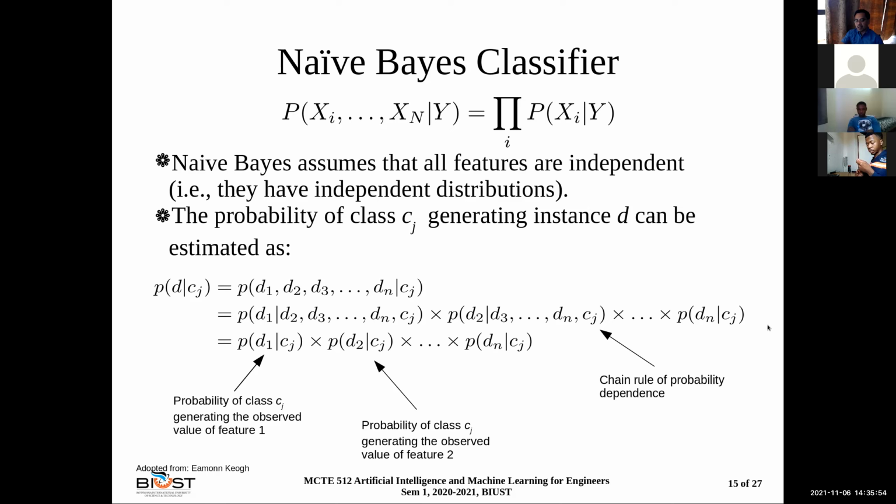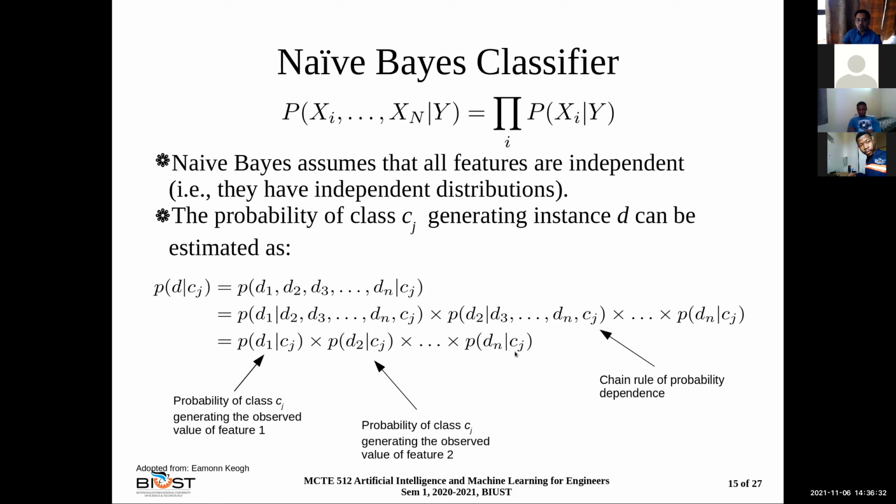And because we say that each feature is independent of the rest of all the other features, we can remove the dependency here, so we can remain only with the class. So we can rewrite this as D1 dependent on the class, D2 dependent on the class, and D3 dependent on the class. So this part of rewriting is the chain rule of probability dependence. We just rewrite out the chain rule of probability dependence.